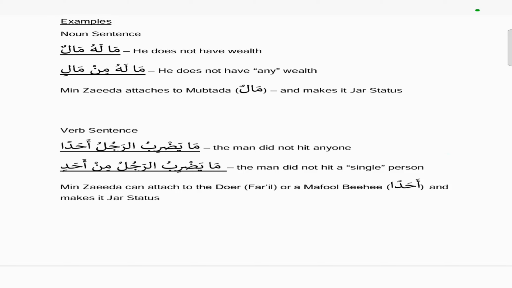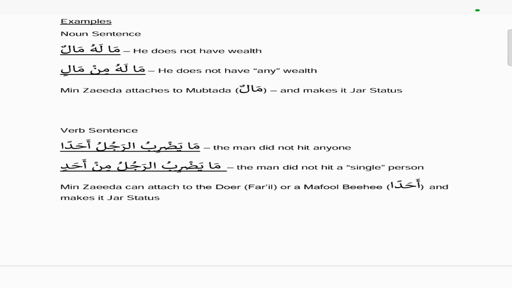So in a noun sentence, we could say ma lahu malun, which means he does not have wealth. So that's a normal negating sentence. Ma lahu malun, he does not have wealth. But if we wanted to say he does not have any wealth, then we can use min za'ida. So ma lahu min malin. So you see the harf of jar min has been added to it, so ma lahu min malin. So he does not have any wealth.